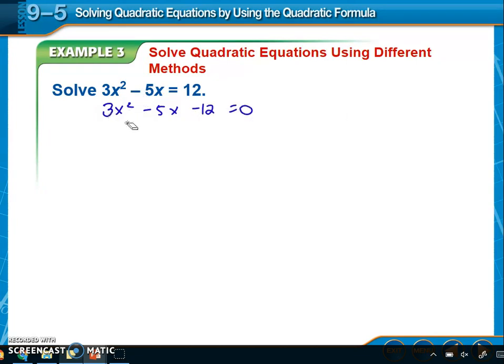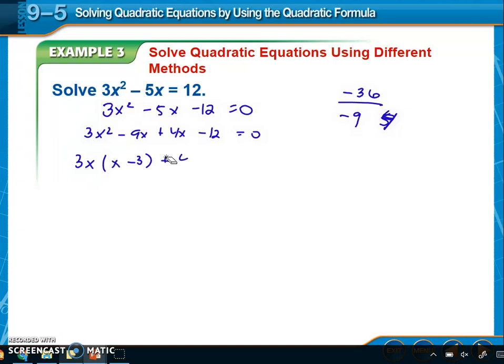So I want to see if I can do 3 times negative 12, I get negative 36. Are there factors of negative 36 that add to negative 5? And I can say, well, negative 9 and 4 multiply to negative 36 and add to negative 5. So I can think of this as 3x squared minus 9x plus 4x minus 12 equals 0. And I can factor this by grouping, by pulling out 3x, and I'm left with x minus 3. And I can pull out 4 here, and I'm left with x minus 3 equals 0.